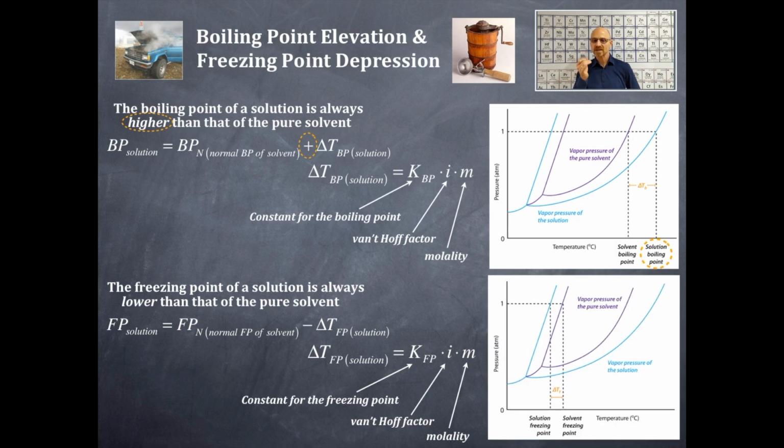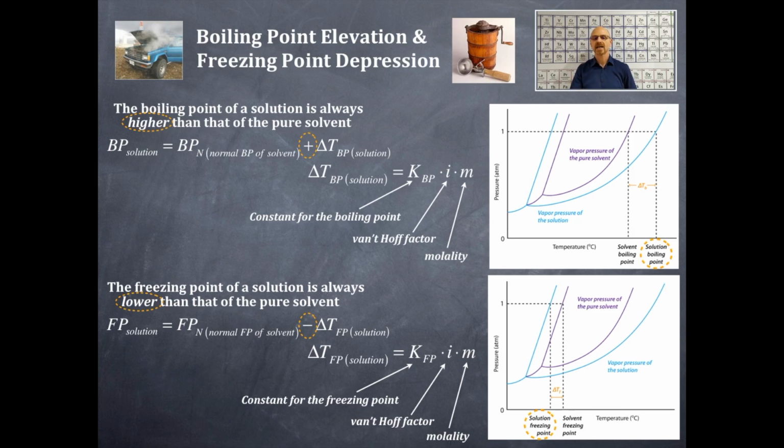And here, it's the same graph. Notice that the purple is the vapor pressure of the pure solvent. And notice that the light blue is the vapor pressure of the solution. And there's a change between these two. And then notice this. It's a lowering, that's why the minus sign, and it's a freezing point depression, that's a lowering.